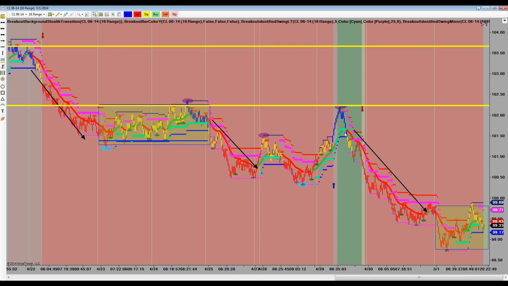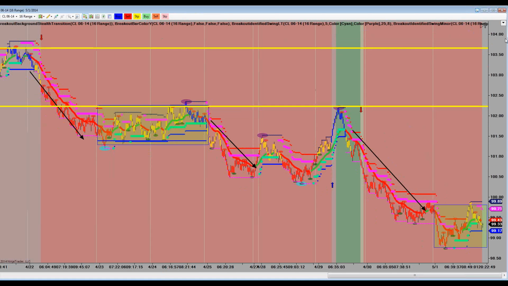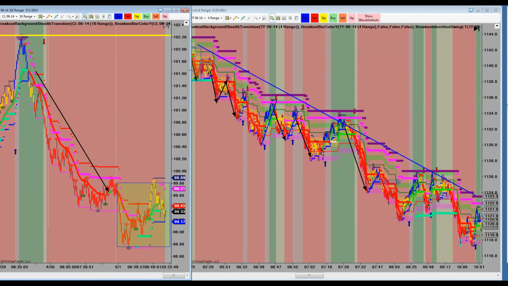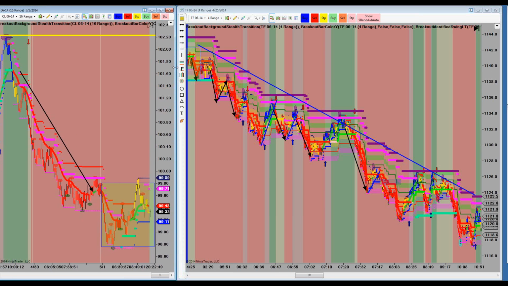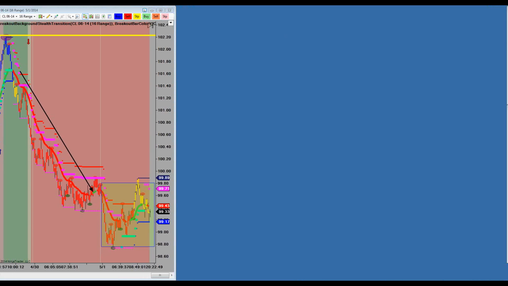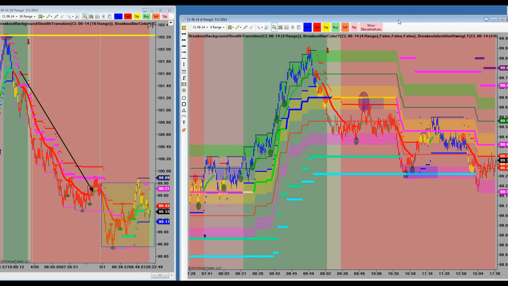So let's take what we see here on today and yesterday and see how that would have applied to our trading. Let's put the 16 here and drag an oil chart down. Stand by. Here's the oil chart.